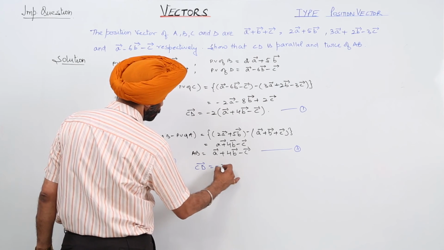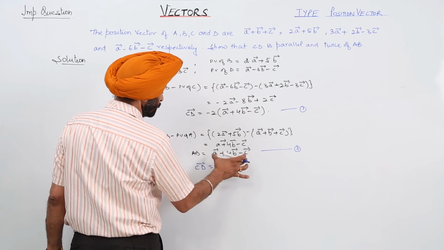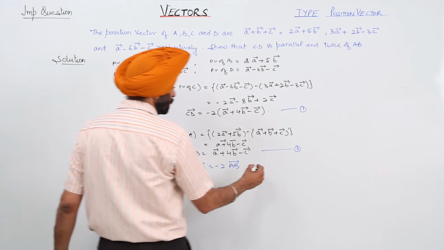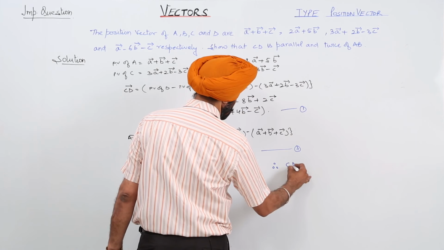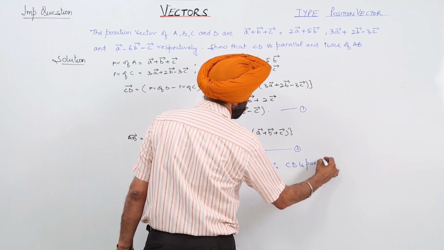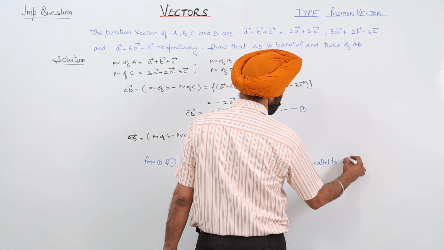Vector CD is equal to negative of 2 vector AB. Vector AB, and it is also vector AB. So, therefore, CD is parallel to AB.